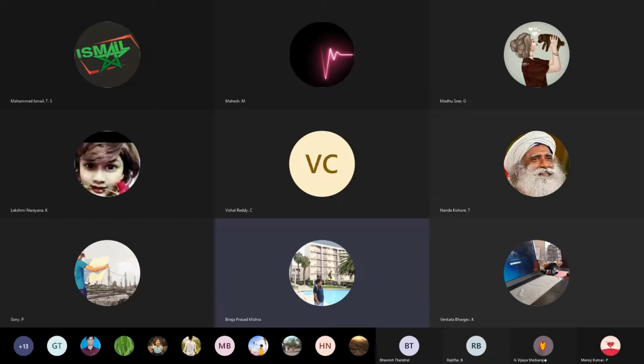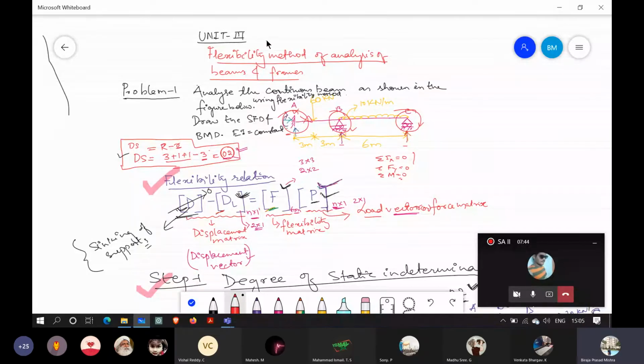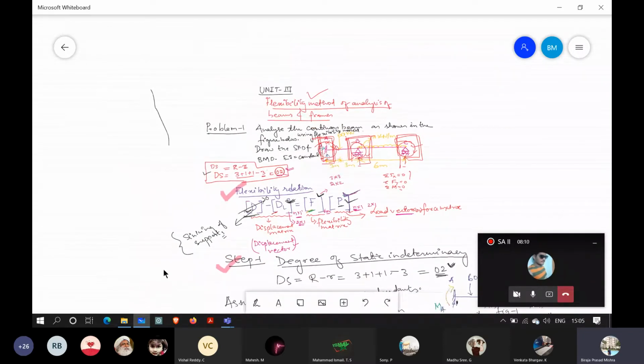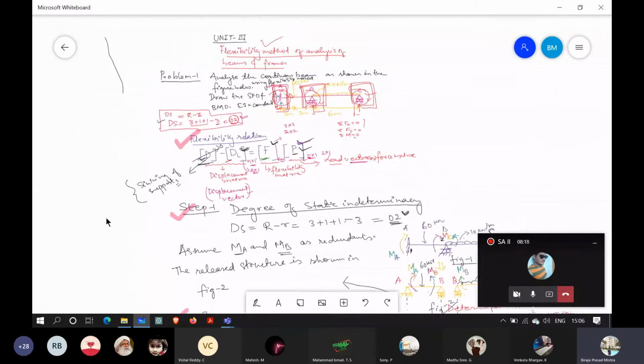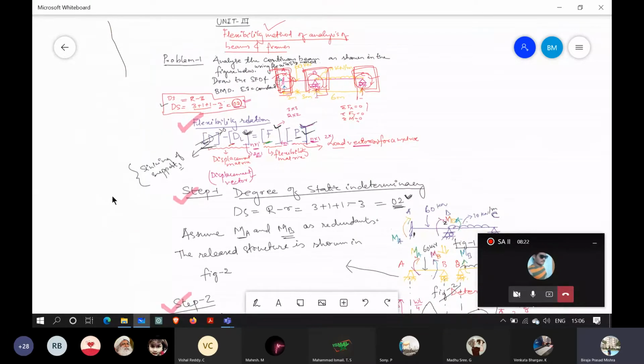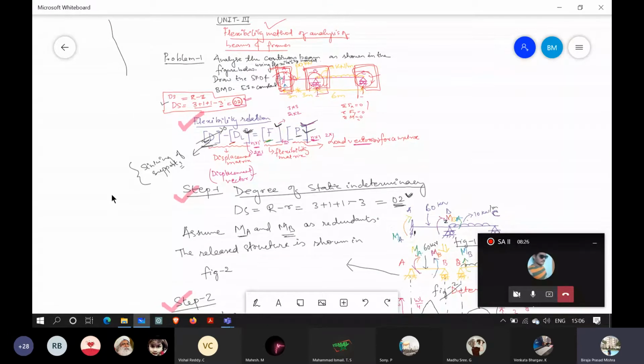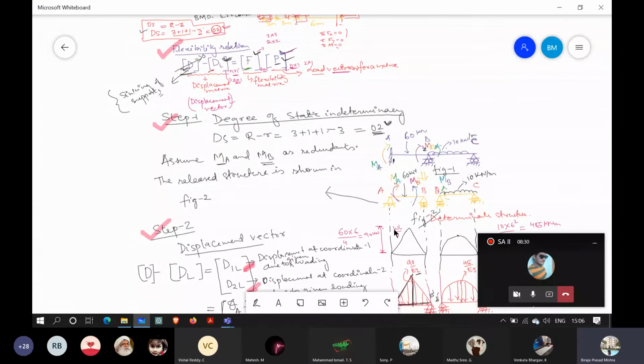Last class, we solved this continuous beam problem with the help of the flexibility method. As I told you, in the question there was no sinking of supports, whether support A, B, or C. None of the supports were sinking. If there is no sinking of support, we follow this procedure to find the redundant forces, and after that we go for the bending moment diagram, which I told you to do on your own since it's already been taught several times.